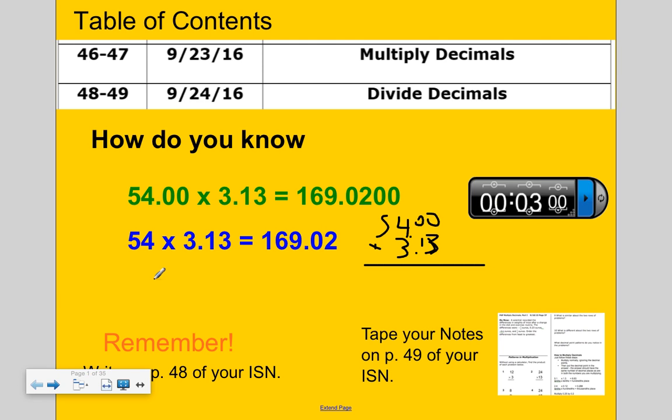Here, instead of lining up the decimal, they most likely multiply 3 and 1300 times 54. And they just multiply as though this is just a whole number. And in their product, they jump the decimal 2 digits, 2 places over to the hundredths place.